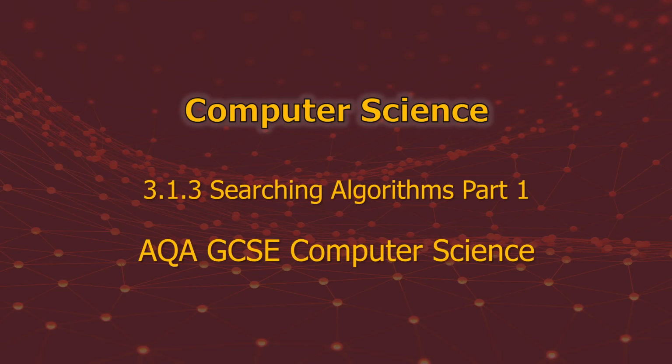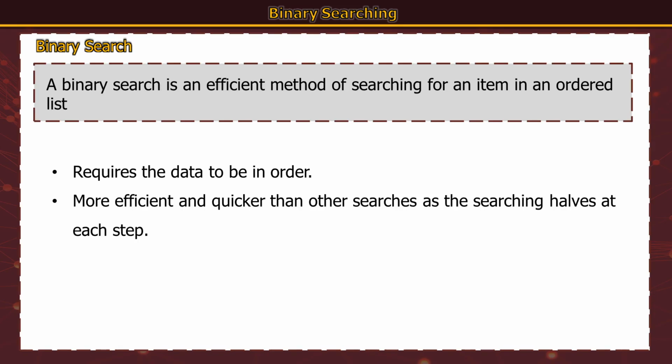Welcome to my video. In this video we're going to be looking at a searching algorithm for AQA's GCSE in computer science. This is part 1 of a 2-part video. The searching algorithm that we're going to look at is the binary search. A binary search is an efficient method of searching for an item in an ordered list.